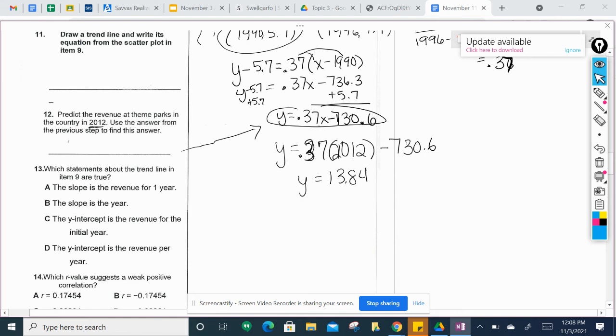In this case, that means that we are predicting $13.84 billion in the year 2012.